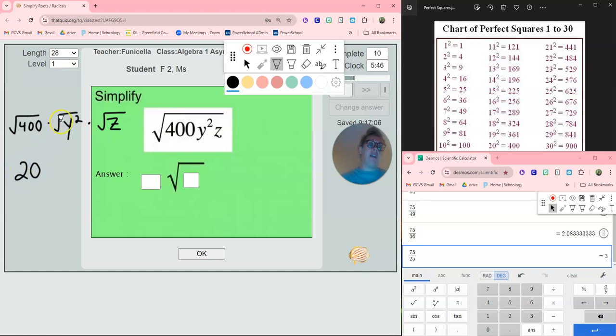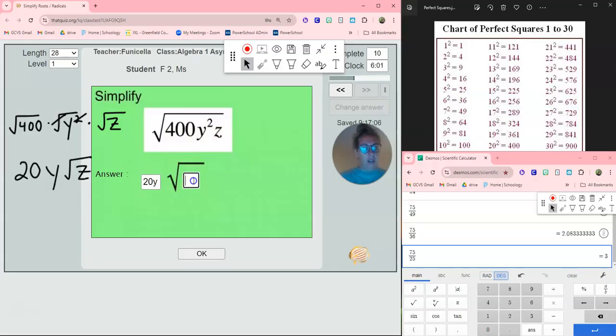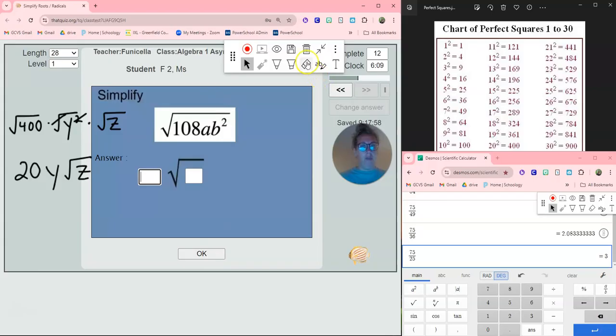The square root of y squared, square root and squaring cancel, and we're just left with a y, times, we still have a square root of z. There's no simplifying to be done there, so it just stays inside the radical. So on the outside we have 20y, on the inside we have z. And go ahead and hit OK when you're all set. Beautiful.